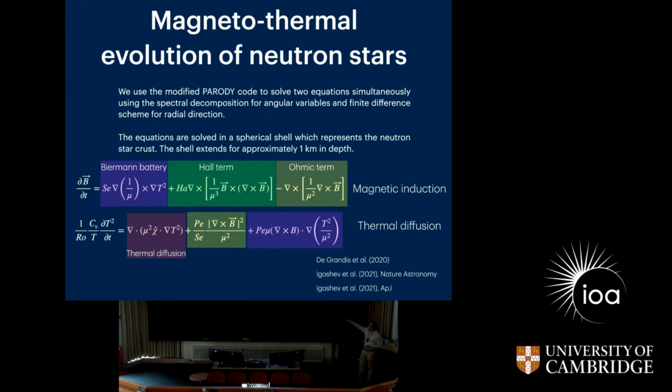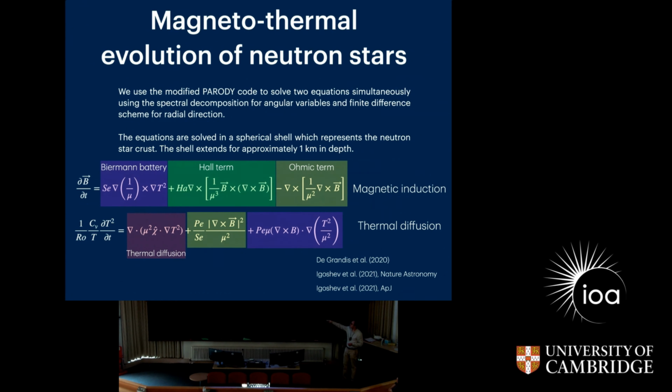So some terms here translate into terms in the thermal diffusion equation. For example, the ohmic term: heat is released because current decays. And of course, the Biermann battery term works for temperature as well. If you have a certain magnetic field configuration, it can cool down certain parts of the neutron star crust.